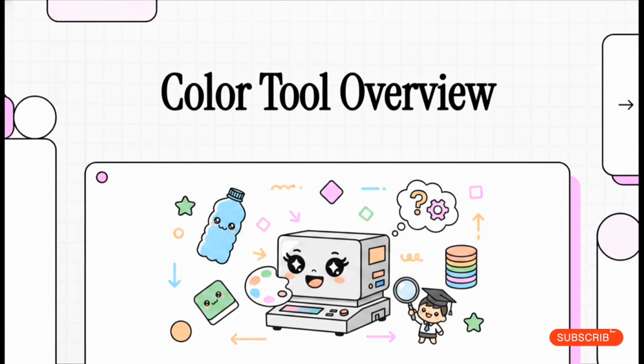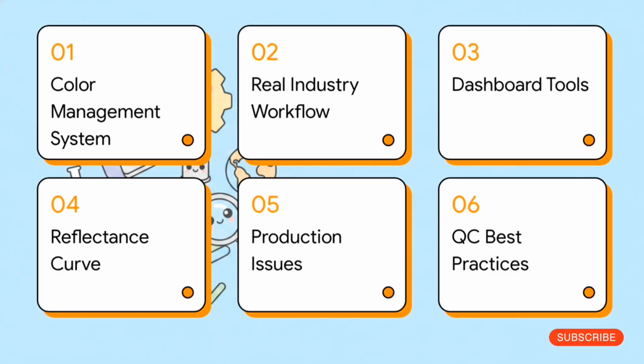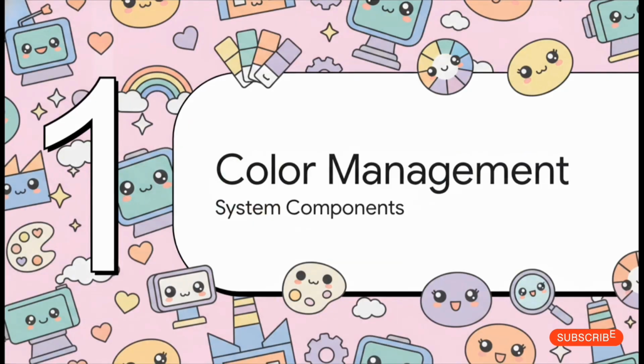Today, we're answering all of that by taking a comprehensive look at the X-Rite Color tool, and we're going to ground everything we discuss in real, everyday industry examples. Okay, let's dive into this. Here's our roadmap for today. We'll cover the color management system, real industry workflow, dashboard tools, the reflectance curve, production troubleshooting, and finally, QC best practices. Let's kick things off with Section 1, the complete color management system.